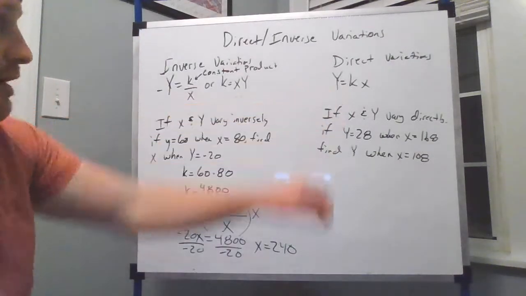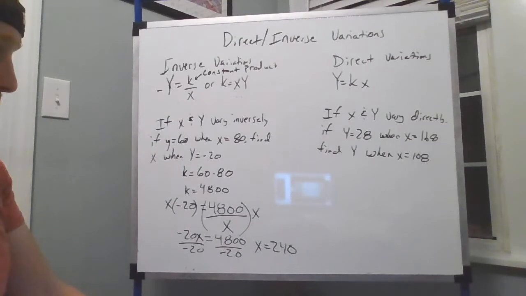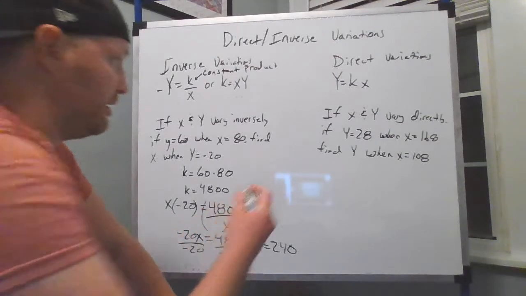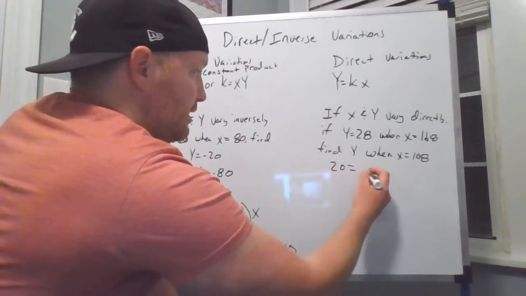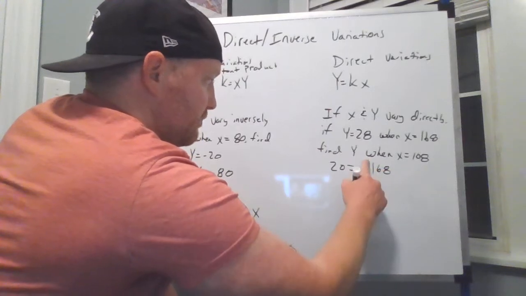Right over here, direct variations. If x and y vary directly, if y equals 28 when x equals 168, find y when x is 108. Again, just solve for that k first. So I got 28 equals k times 168. That's a messed up looking k.